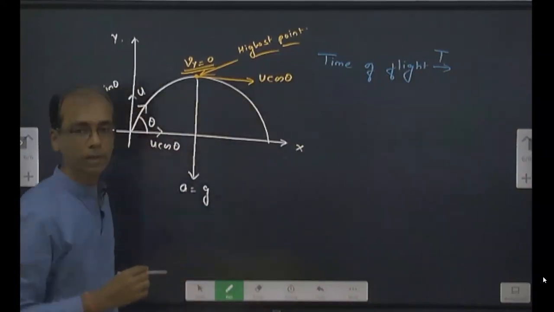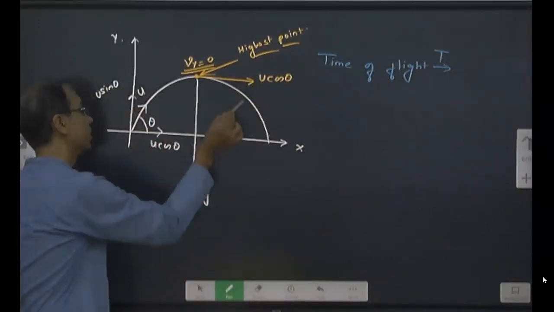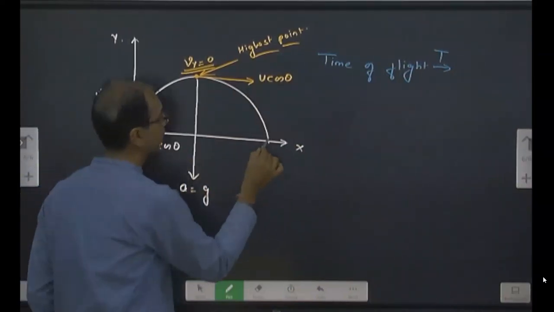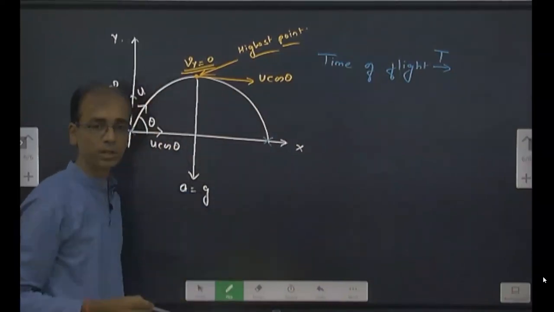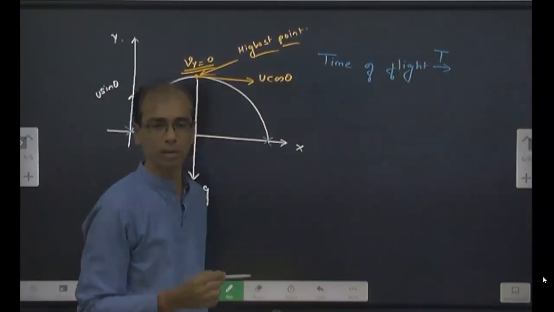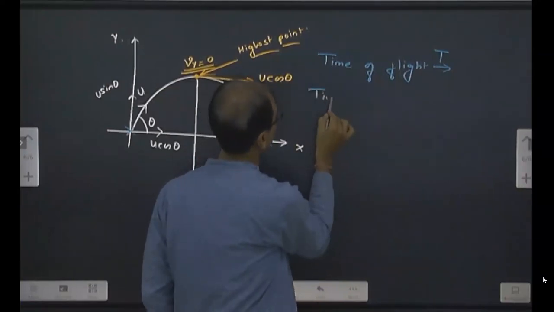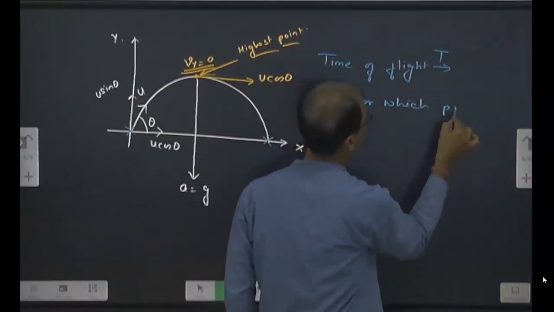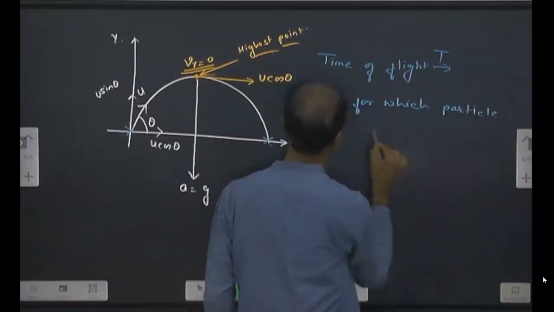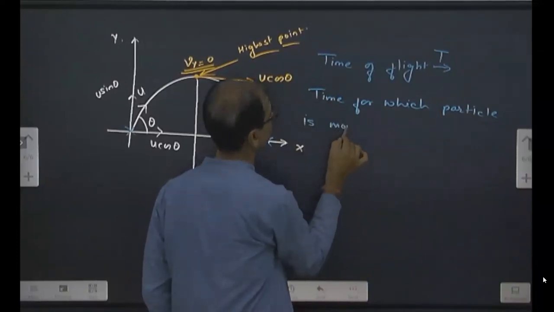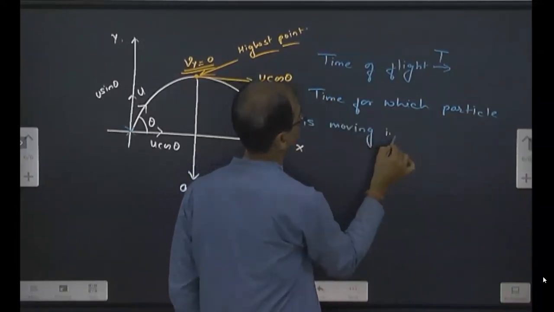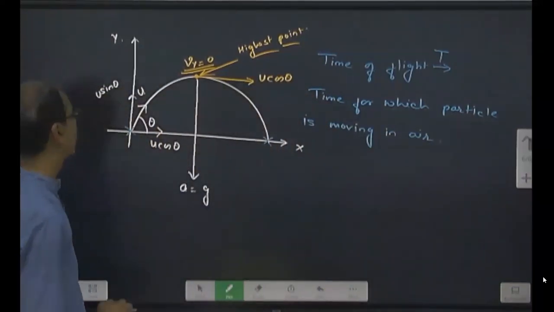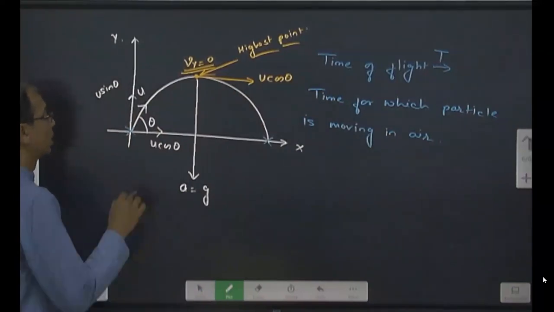Time of flight means what? The time in which the particle will reach back to the ground. It started from the ground and it is reaching back to the ground. Definition wise, time for which particle is in air. Okay. Time for which particle is moving in air. Okay, one thing is happening in that. What is that? Started from ground.